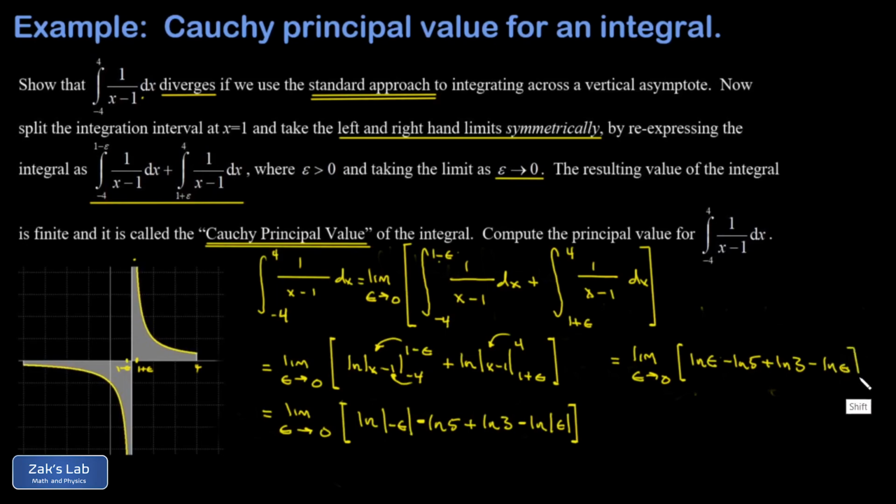And this is where the magic happens. Those natural log epsilons are going to cancel out. There are no more epsilons left in the limit. And so when I apply this limit, I just get natural log 3 minus natural log 5. And that's called the Cauchy Principal Value for the integral, and it's probably a more meaningful interpretation of the area bounded by this curve.